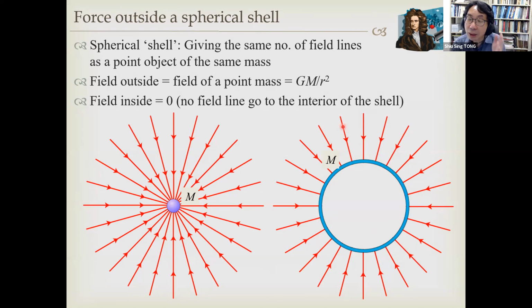So that means the gravitational field outside the shell is the same as if all the mass on the shell is concentrated at the center. If I'm looking from the outside and I measure the gravitational field there, I cannot distinguish whether it comes from a shell or from a mass of the same size at the center of the shell. I simply will see a point mass gravitational field of the same strength. So that is an important consequence.